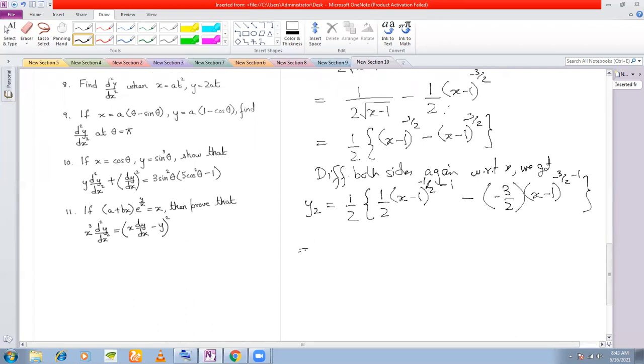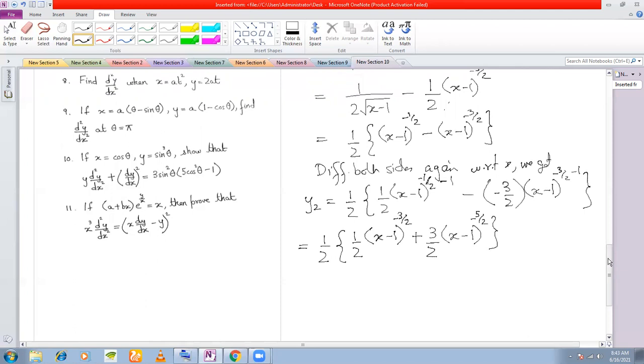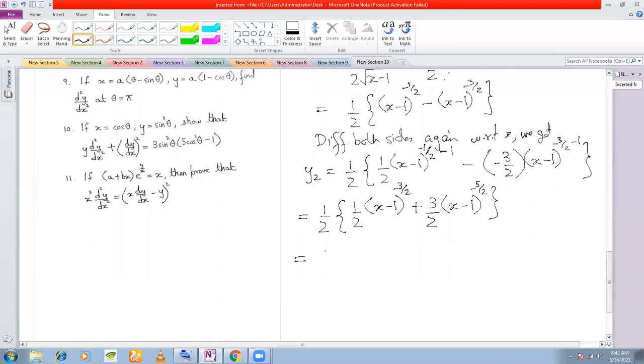Okay. So this becomes half into minus half x minus 1 to the power of minus 3 by 2 plus 3 by 2 x minus 1 to the power of minus 5 by 2. Okay. Now you can take half out and write this as 1/4 of 1 by x minus 1 to the power of 3 by 2 plus 3 divided by x minus 1 to the power of 5 by 2. That should be your answer. Okay.